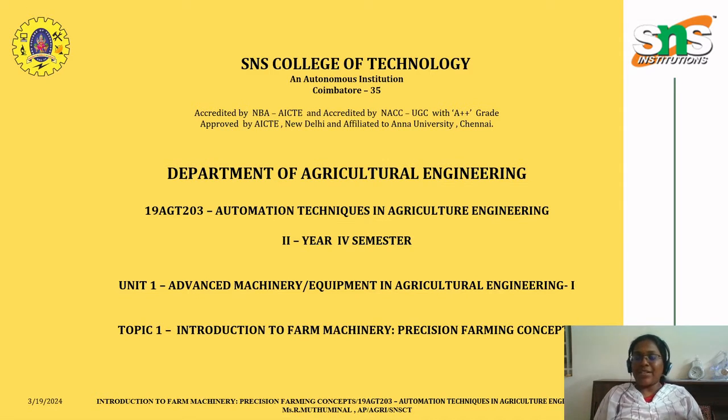In today's session, we'll look at precision farming concepts and the types of machineries available for the development of agricultural production. Before going into the session, I'd like to have a short glimpse of what we have seen in the previous classes under the unit Advanced Machinery and Equipment in Agricultural Engineering, in the subject Automation Techniques in Agricultural Engineering, for students of second year, fourth semester.